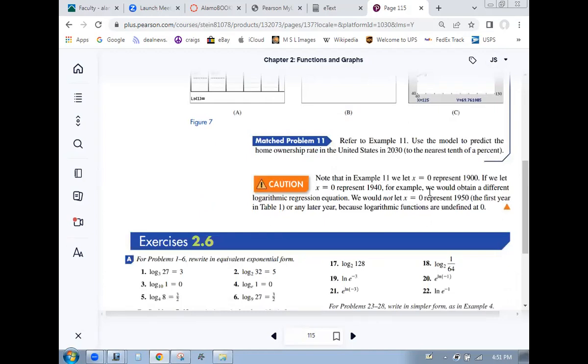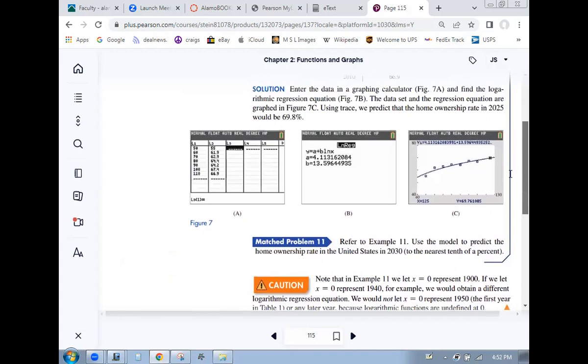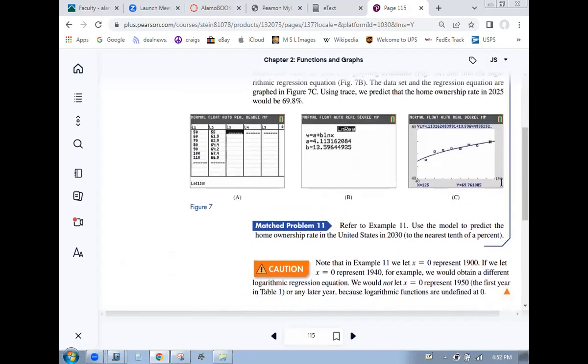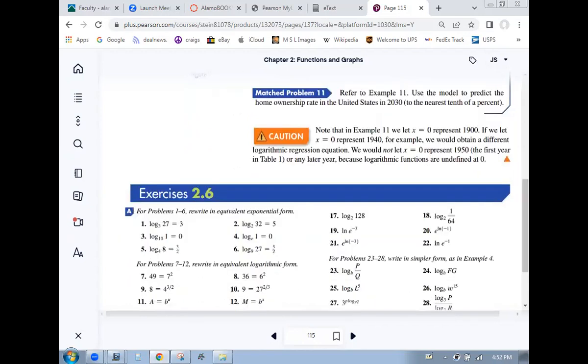In example 11, we let x equals 0 represent 1900. If we let x equals 0 be 1940, we would get a different equation. We would not let x equals 0 represent 1950, the first year in table 1, or any later years, because you can't plug 0 into a log. So be careful as to what you call time 0. You can't plug 0 into a log, so you want to choose your starting time wisely. That's it for 2.6.